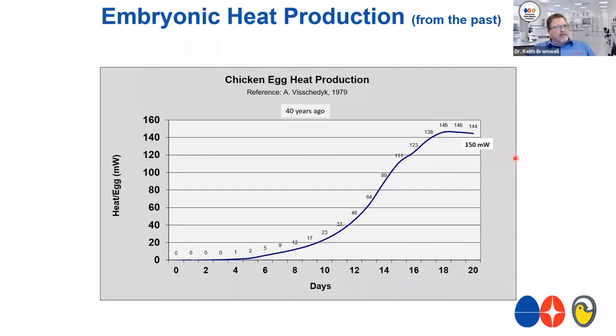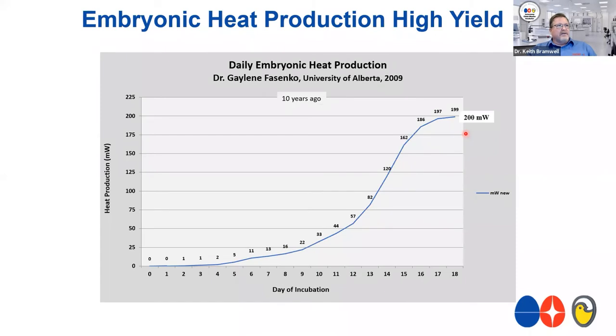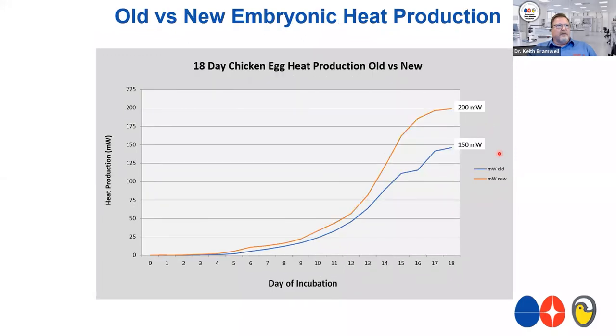This is in broilers, and this was some work done in 1979, so 40 years ago, and we can look at the heat production in that broiler at that time. And we can see out here at 14, 16, 18, 20 days, the milliwatts of heat produced per egg. It kind of plateaus out here in those last few days. And then we can look at 2009, a little over 10 years ago, a similar pattern, but we see this heat production is significantly more.